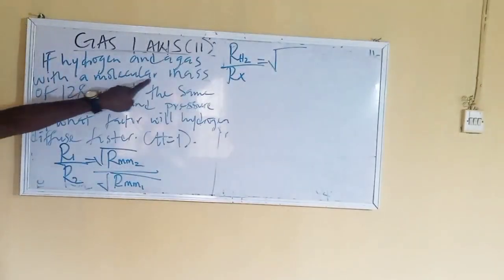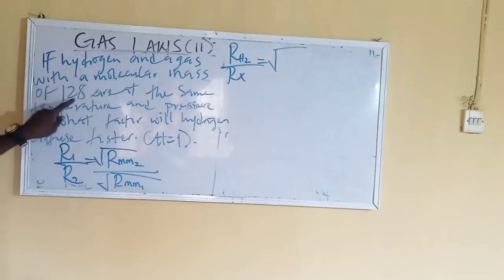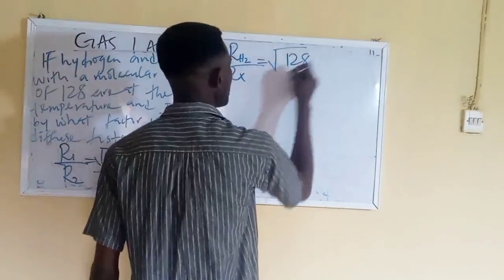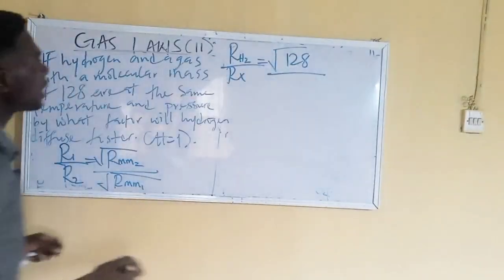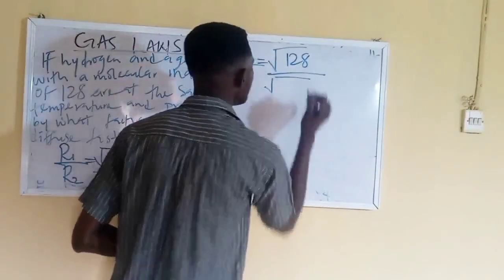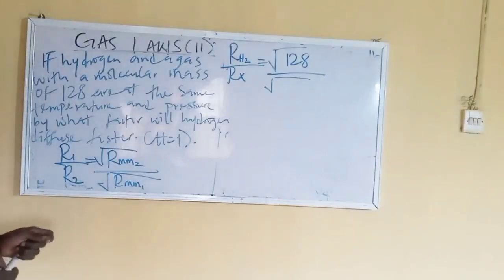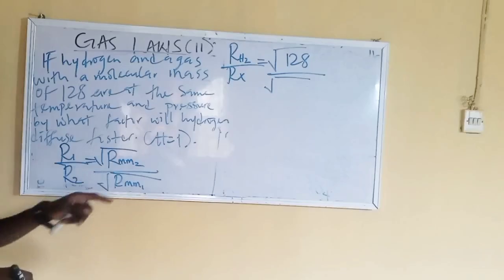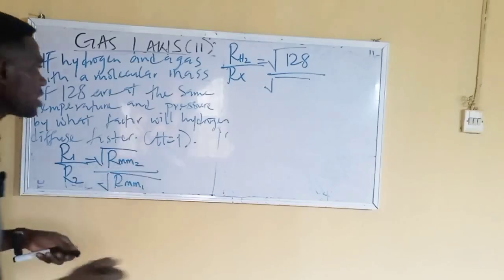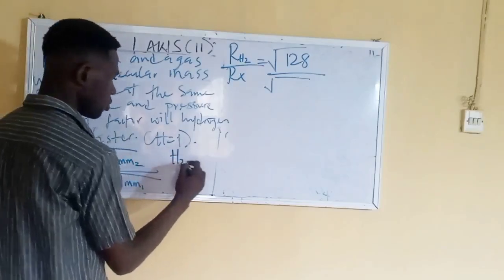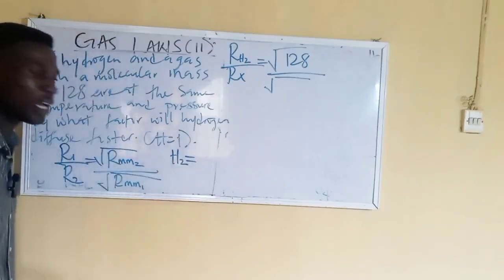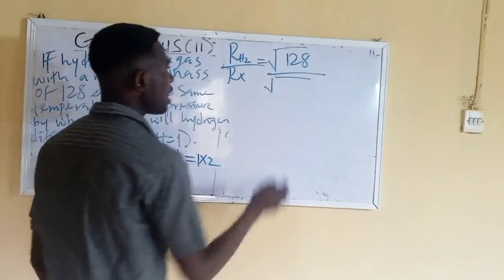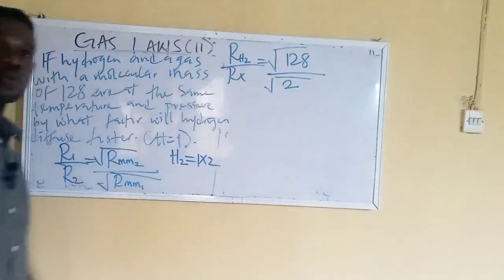Now, they told us that the molecular mass of that particular gas, which is unknown, is 128. So you have this represented as 128 over, now it has to be the inverse of the RMM of hydrogen gas, the molar mass of hydrogen gas. And hydrogen gas is represented as 1. Hydrogen itself is represented as 1, but hydrogen gas is represented as H2. So that means if you are to represent hydrogen gas, you're going to have it as 1 times 2. And if you have it as 1 times 2, that means you have this as 2.